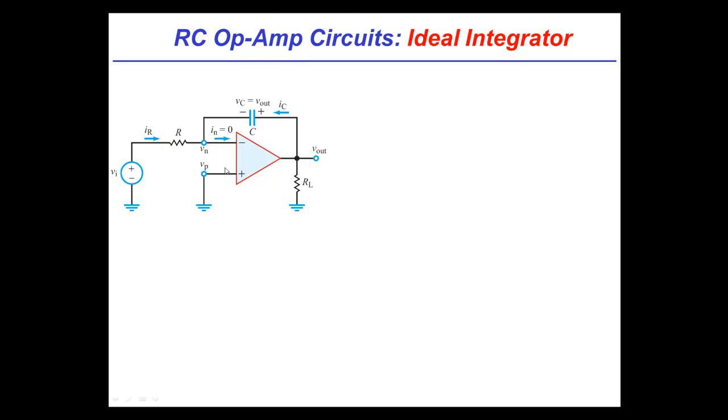All we've done here is we took a straightforward inverting amplifier, and instead of having a resistor here and a resistor here, usually called RF, we shoved a capacitor in the feedback path. And it does some interesting stuff.